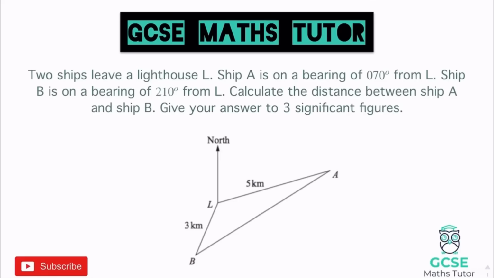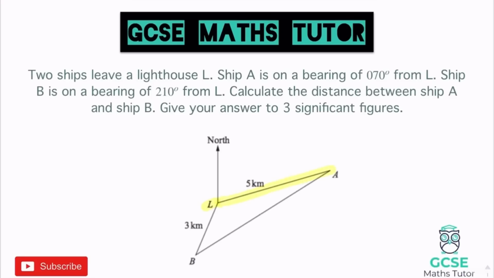So it says 2 ships leave a lighthouse L, and that lighthouse is shown to us on the diagram just here, we've got L. Then it says ship A is on a bearing of 70 degrees from L. Okay, so ship A has gone in this direction over here. There we go, and we've got that 5 kilometre distance there.